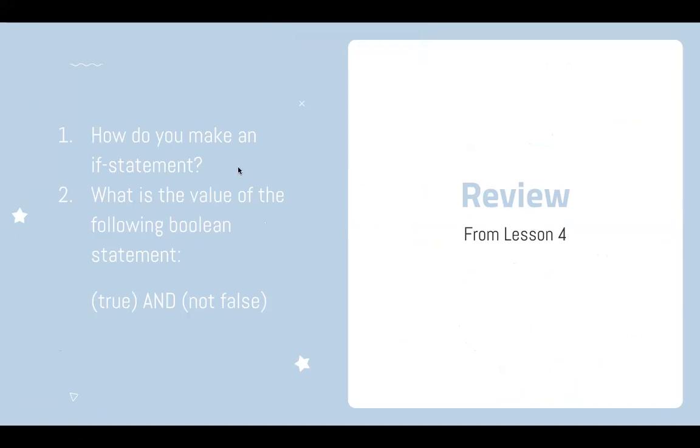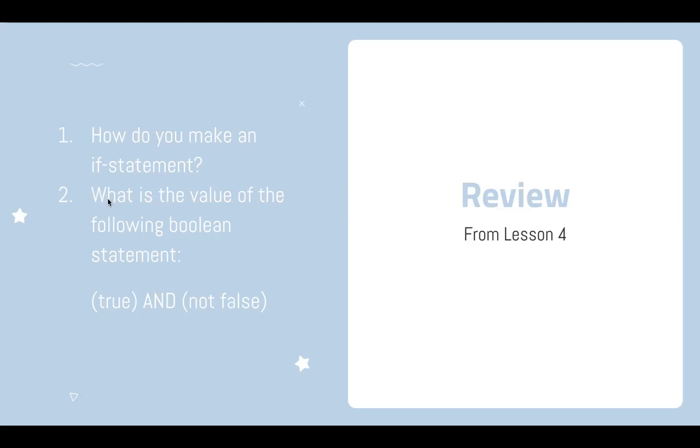So the first question is, how do you make an if statement? I'll give you guys a minute to think about it. Okay. So the way you make an if statement is by writing if and then putting in parentheses some sort of Boolean or condition that needs to be true in order for the code to run. And then you want to have 2 curly brackets and put some sort of code in there.